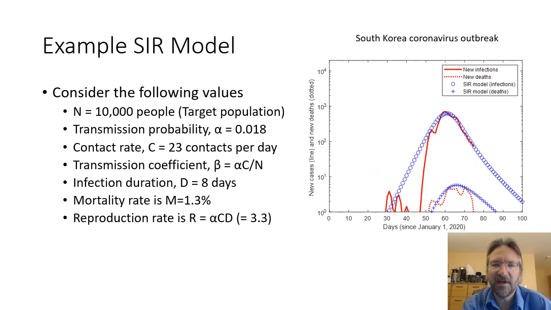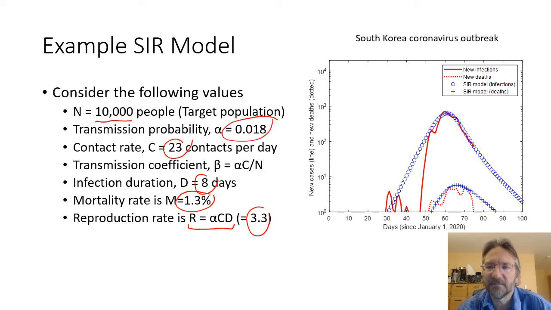In the case of South Korea, the main difference is that we have to assume that the target population is much smaller, 10,000 instead of 100,000. And then we also have to assume that the mortality rate is slightly smaller, but all other coefficients are the same. So I still keep 3.3, 8 days, 23 contacts per day, and a transmission probability of 0.018. In this case, what we see is that the maximum number of new infections is limited to about 1,000 per day, while the number of deaths per day is not exceeding 10 cases.